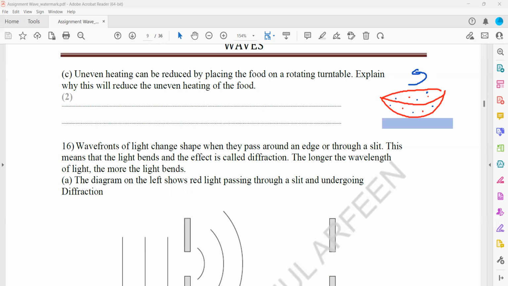But what if there was no turntable in the microwave oven? Then there will be more uneven heating as a result of the hot and the cold spots.